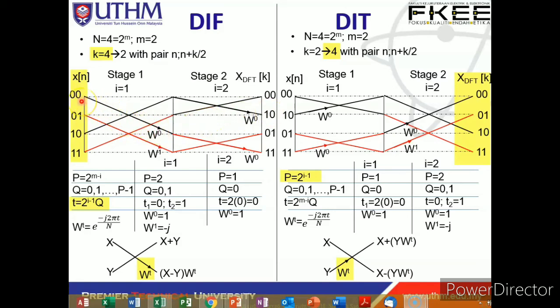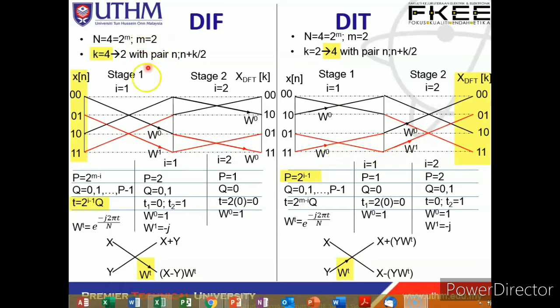Okay, so for the DIF, we arrange the discrete signal in ascending number. As for the DIT, we will arrange the binary in ascending order at the DFT side. You can see here 0 0, 0 1, 1 0, 1 1. And for the DIT, the discrete signal will have the folding binary number of DFT. Okay, so this is the second difference.